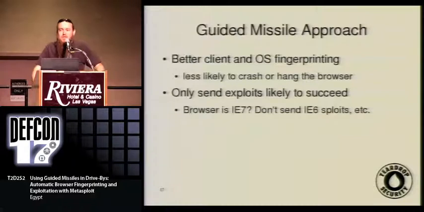So the first thing you need for a laser-guided missile is to know what to point the laser at. You've got to know what the client is, what the OS is running, the OS fingerprinting, and we use JavaScript fingerprinting to do all of that. And once we figure out what the target is, we're much less likely to crash or hang it or get that stupid little dialogue that says, this script has been running too long, please don't give me my shell. So we only send exploits that are likely to succeed. It doesn't make sense to send Firefox exploits to IE or IE6 exploits to IE7. So having fingerprinting gives us a much more granular way of deciding which exploits to send.